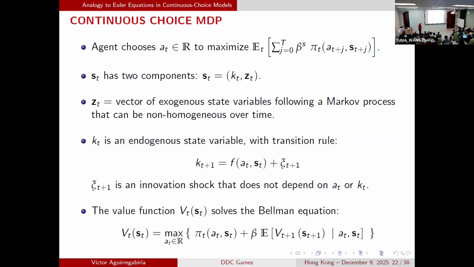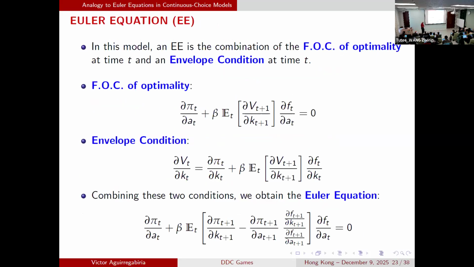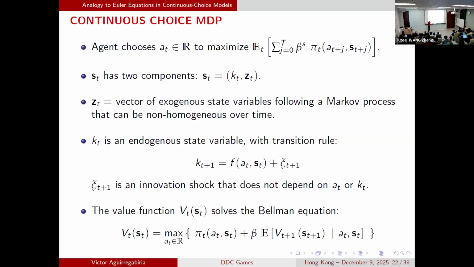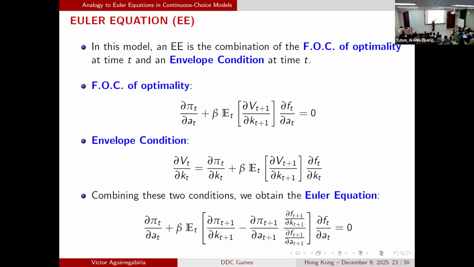At the optimal choice, okay? And that's what we have here. This is the derivative with respect to the action of the current payoff, plus the derivative of the value function with respect to the endogenous state times the derivative of this endogenous state with respect to A, that according to our transition rule is the derivative of F with respect to A. This should be equal to 0, okay?